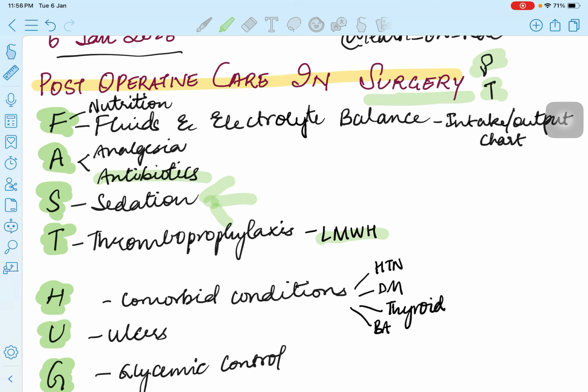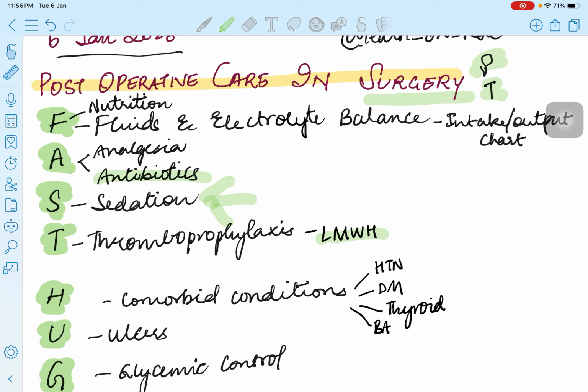For F it comes nutrition. First of all, the patient after the surgery is kept nil per oral for 6 hours, and then they are started on the liquid diet, then soft diet, then semi solid diet, and so on. If the patient is very severely ill in ICU, then the patient is started on total parenteral nutrition. Okay, and fluid and electrolyte balance, the intake and output chart is to be maintained to check what amount of electrolyte disturbances is seen and what amount of fluid the patient has taken, and whether it was digested or not.